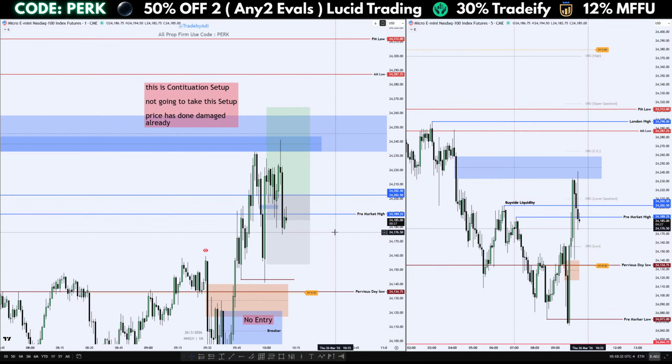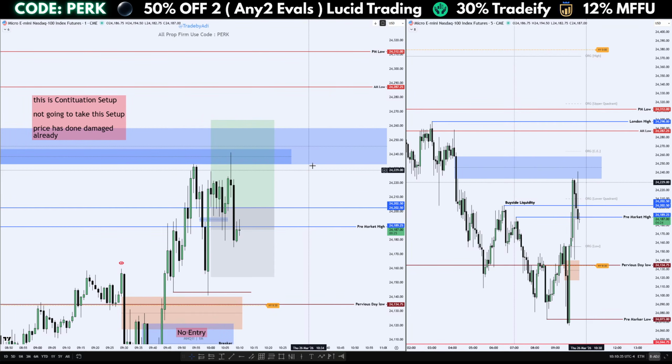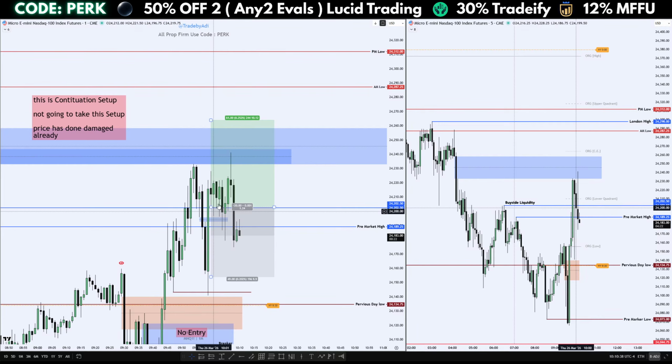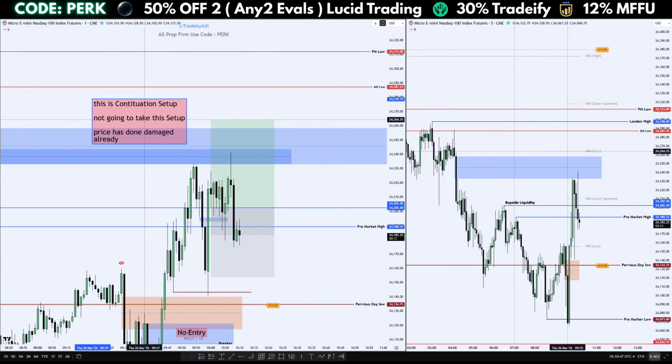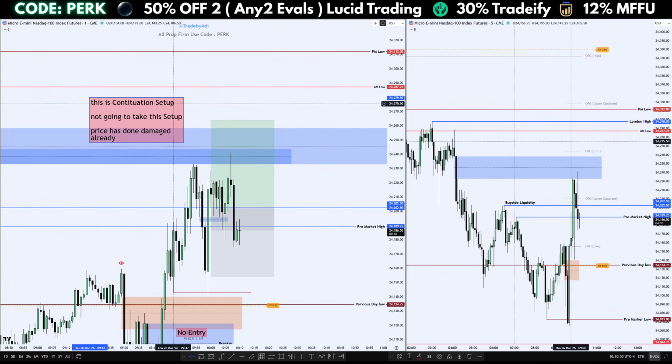This is why I'm telling you, look, with this setup I was not having a feeling. Even if it hit the target, even if it flipped this gap, I'm not going to have any regret. And before this I told you guys that this is the continuation setup. Not taking this setup, price has done the damage already.